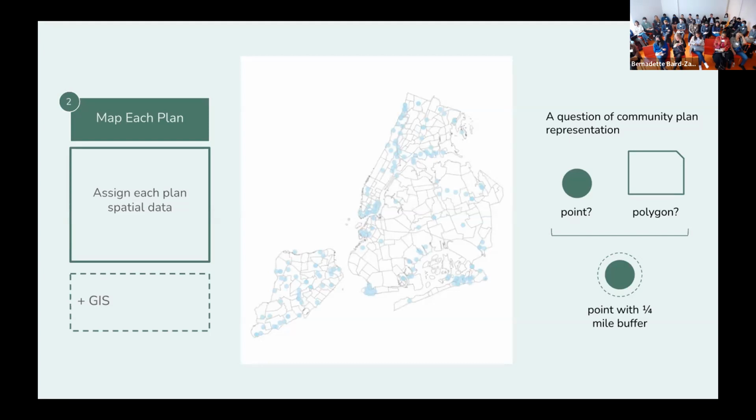So we came to a happy medium in the end, which was to have a point with a quarter mile buffer. So you get the specificity of where the plan might be located, but at the same time, having that buffer gives it that wiggle room to also get to that neighborhood aspect. So you'll see that the circles on the map here are actually points with walking distance buffers. And this is how it's represented on the final outcome as well.